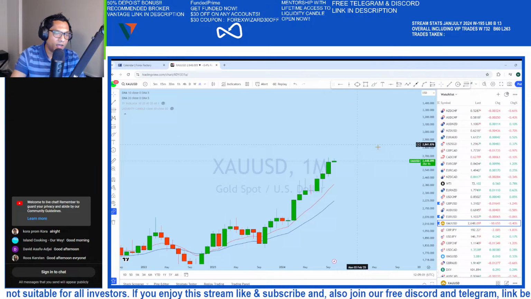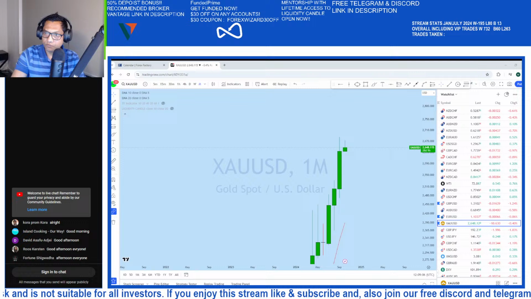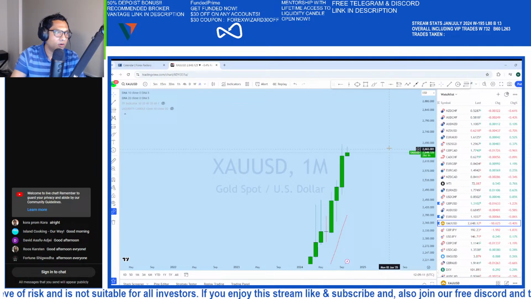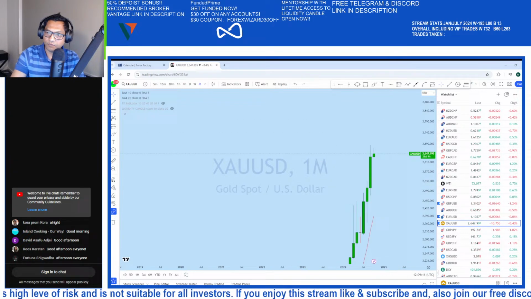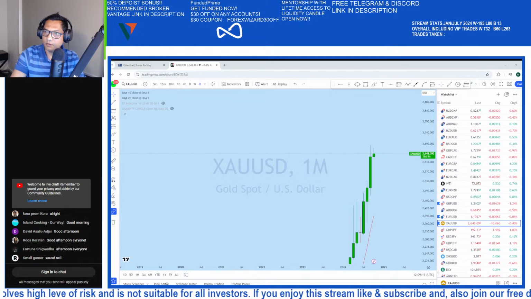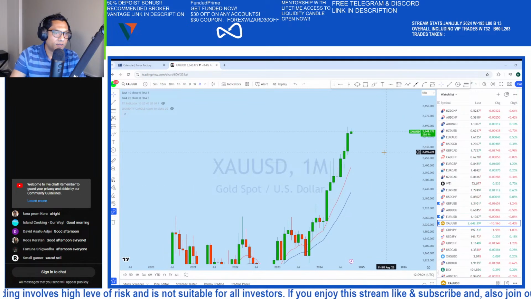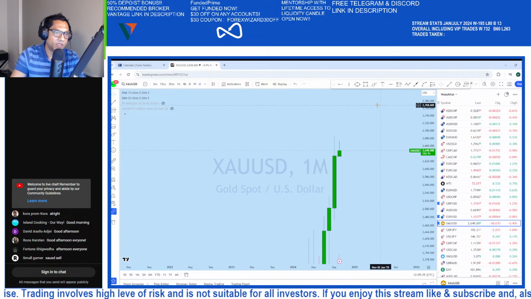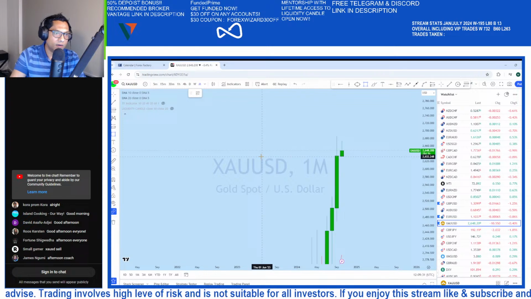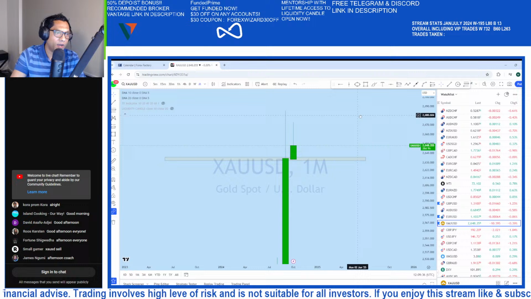If we look at the monthly price action on XAUUSD, we can see that from the monthly, this is a very strong market. Looking at this area on the monthly, from this support level there is a bounce, and with the gap open there's a bounce.